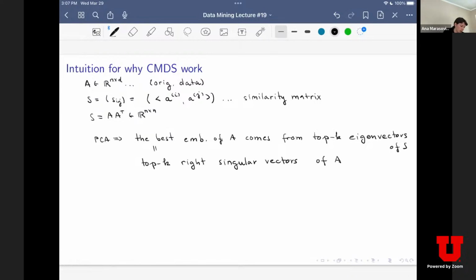So the distance d_ij between points Ai and Aj can be written as the norm of the vector Ai minus Aj, squared. And we never use this equation, I think, but you can write this norm differently, as the norm of Ai squared plus the norm of Aj squared minus 2 times the scalar product between Ai and Aj. This is true for the norm.